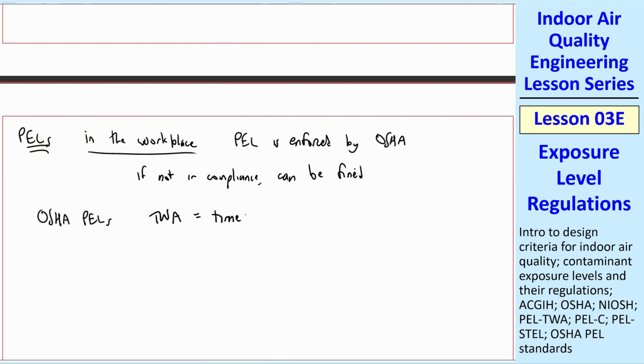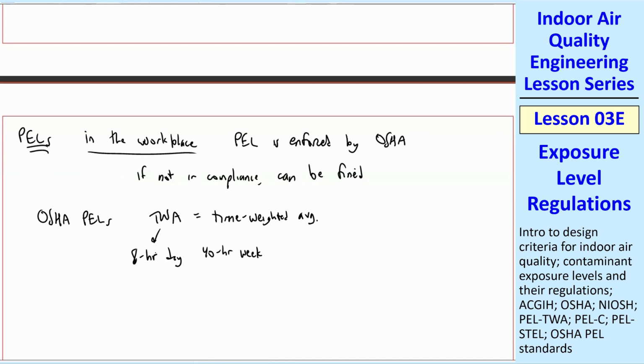TWA is a time-weighted average. And typically, again, this is for 8 hours. It's an 8-hour day, 40-hour week, they assume. So we have chemicals that are known to be harmful, but as I've talked about before, they're harmful only in certain concentrations.